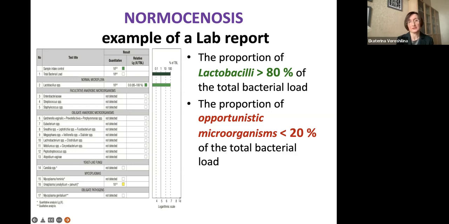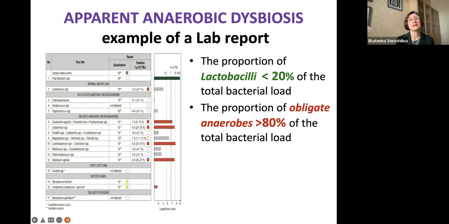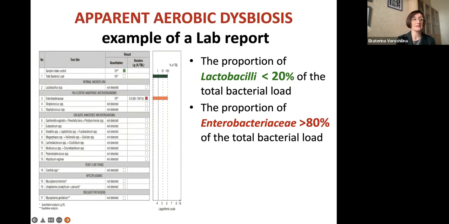It's a normal state of vaginal microbiota when the proportion of lactobacilli was more than 80% of the total bacterial load. The second one is apparent dysbiosis. It's a variant of vaginal microbiota dominated with various opportunistic bacteria, and the proportion of lactobacilli is less than 20% of the total bacterial load, and the diverse microbial communities constitute more than 80% of the total bacterial load.